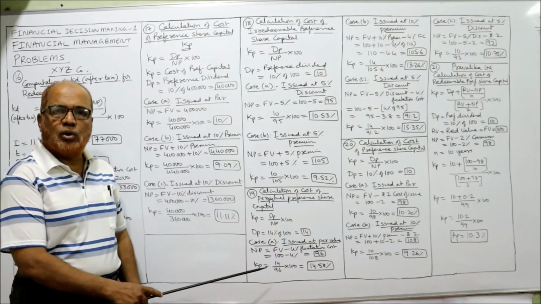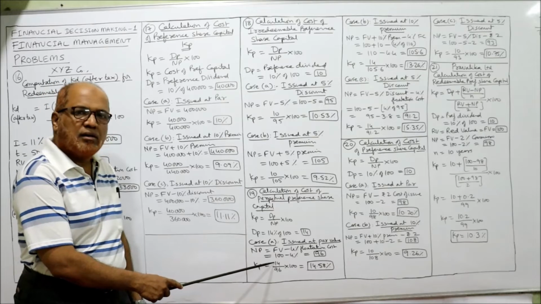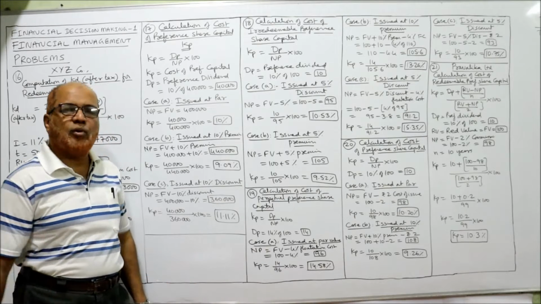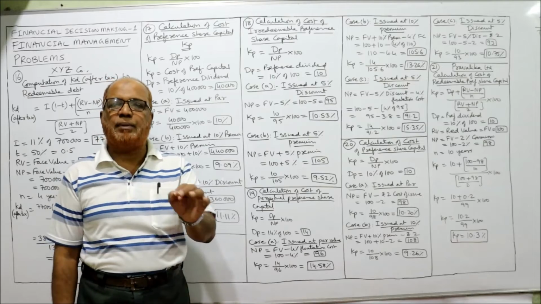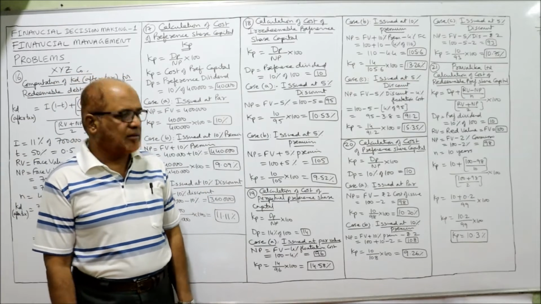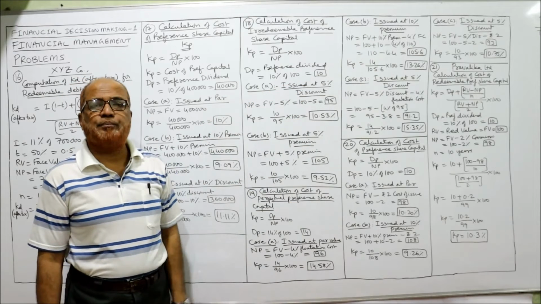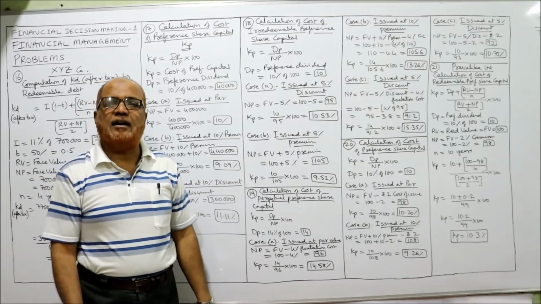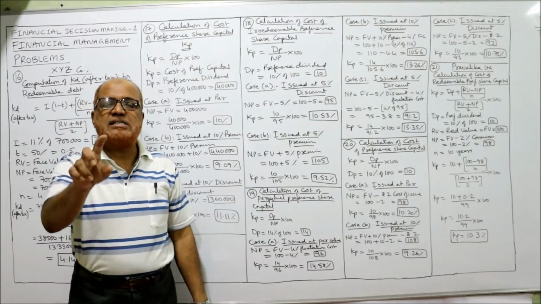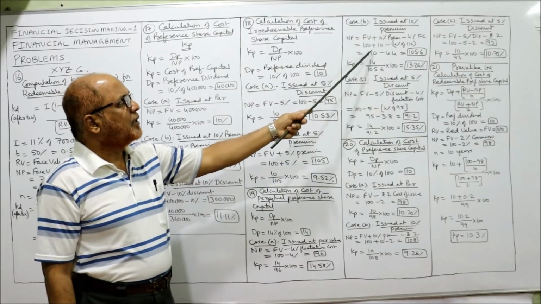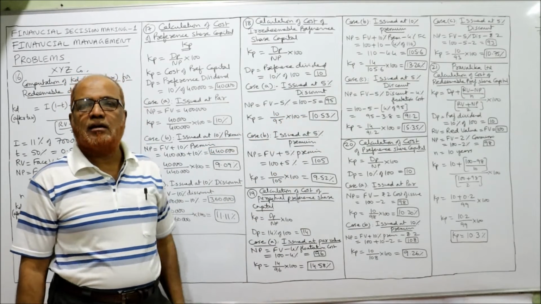So KP is equal to DP. DP is 14. 14 by 96 into 100, 14.58%. This is the KP. First case completed. Now second case. Issued at 10% premium. Premium will be added. So 100 plus 10, 110. So issue price is 110.